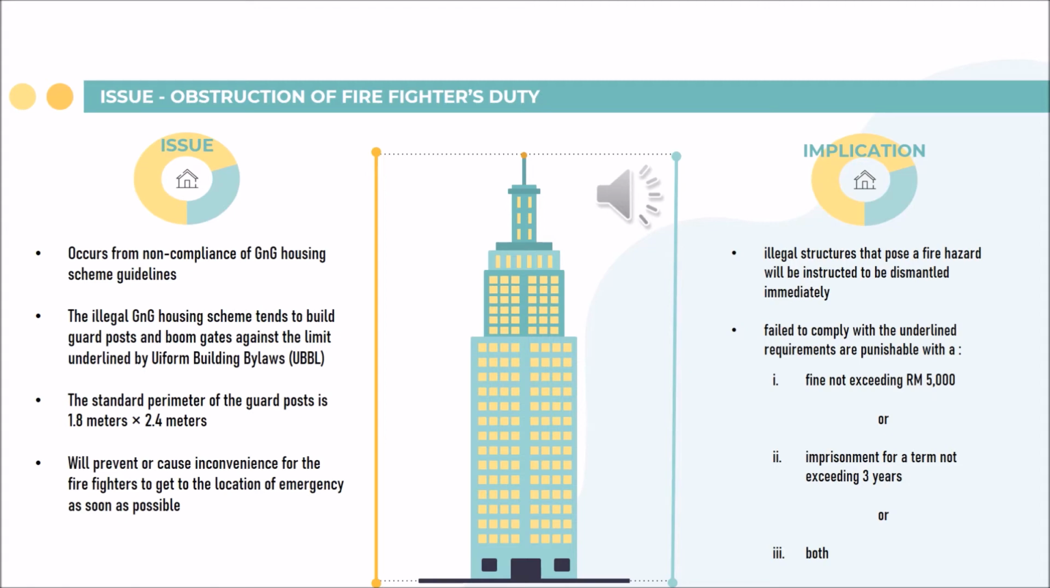The implication of this issue for the developer of the housing scheme is that the illegal structures that pose a fire hazard will be instructed to be dismantled immediately. Aside from that, failure to comply with the underlined requirements is punishable with a fine not exceeding 5,000 ringgit or imprisonment for a term not exceeding 3 years or both.